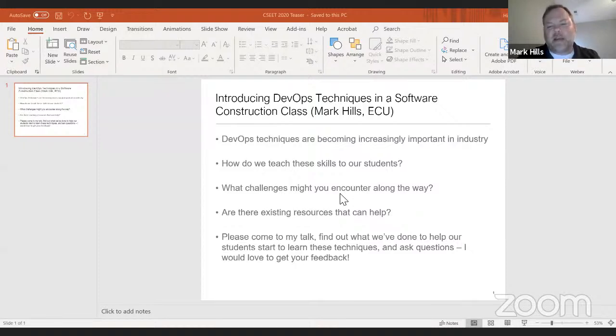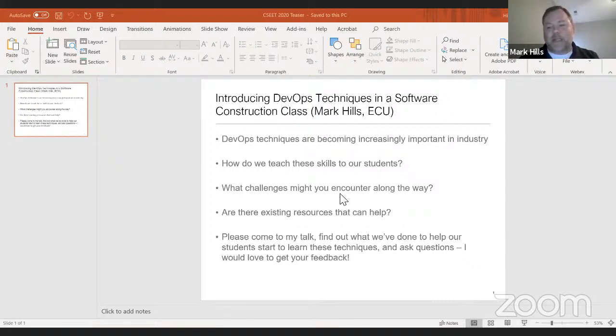But the questions we're trying to answer are, one, how do we teach these skills to our students? How do we actually create effective exercises that we can not have in its own class, but integrated into some of our other courses? For instructors, what challenges might you encounter along the way? And also for students, but especially for those of us that are trying to add these types of things in, are there existing resources that can help?